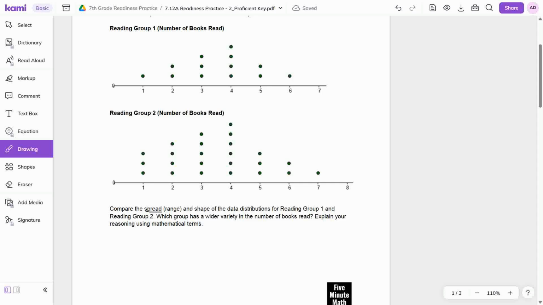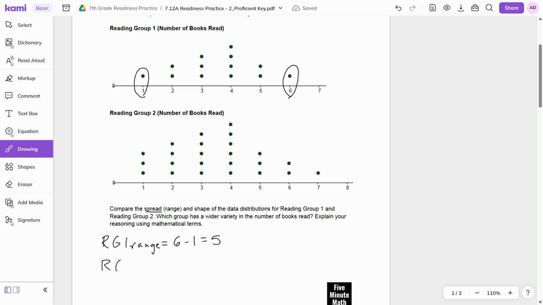So let's look at RG1. RG1 range equals, okay, so the range is simply the largest number and take away from that the smallest number. And that means we have a range of 5 in reading group 1.